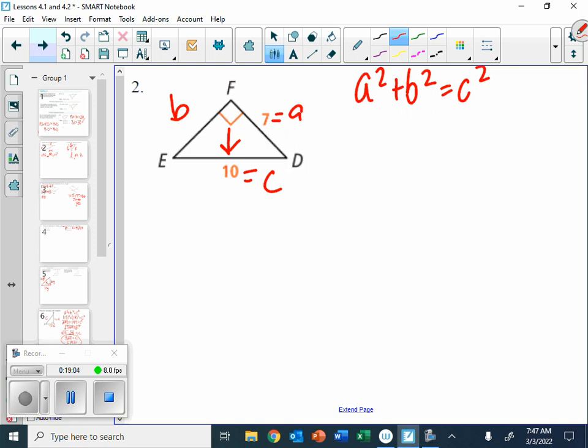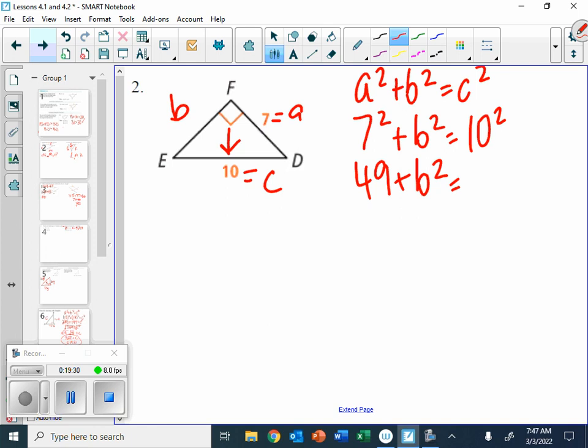Alright? So now let's plug everything in. A is 7. 7 squared plus B squared, that's what I'm looking for, equals 10 squared. Alright. What is 7 squared? 49. 49 plus B squared equals what's 10 squared? 100.